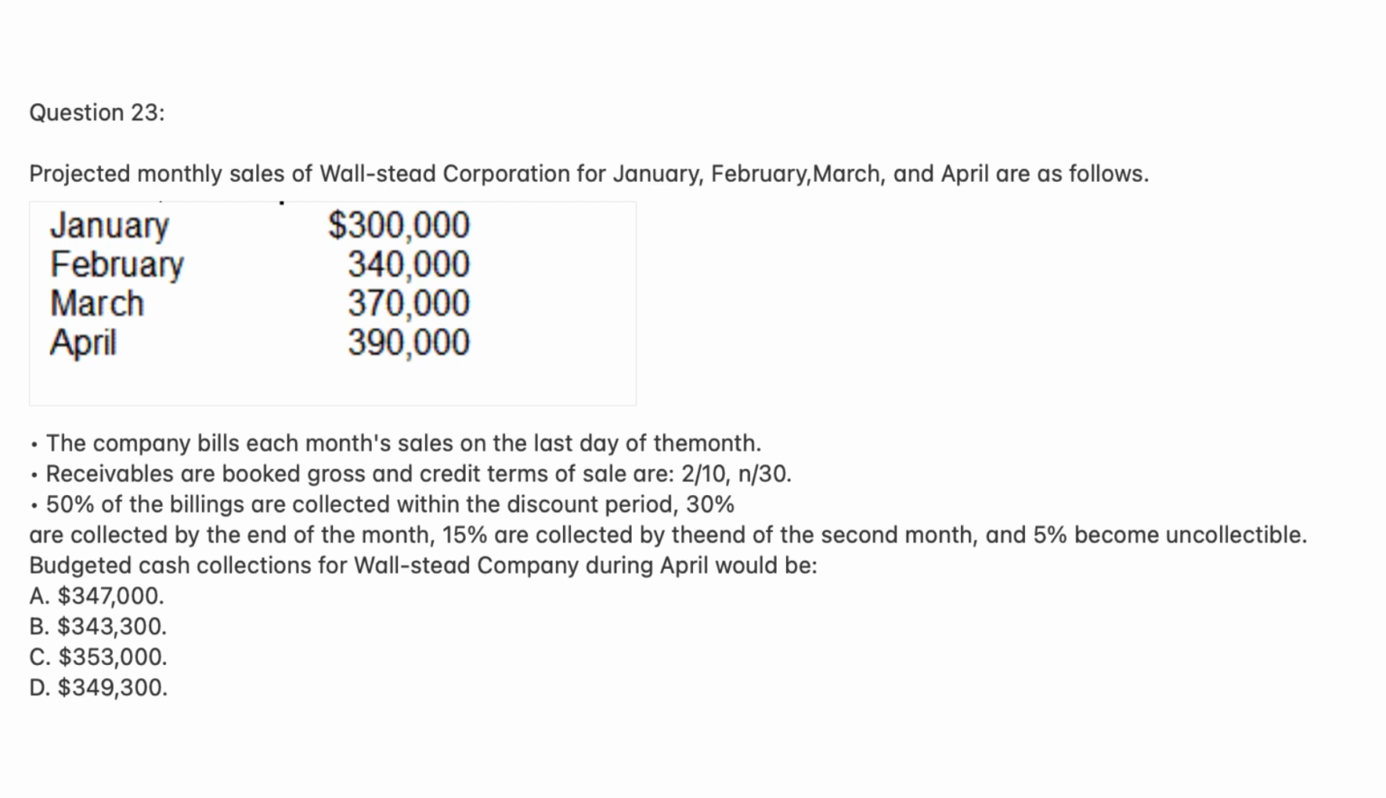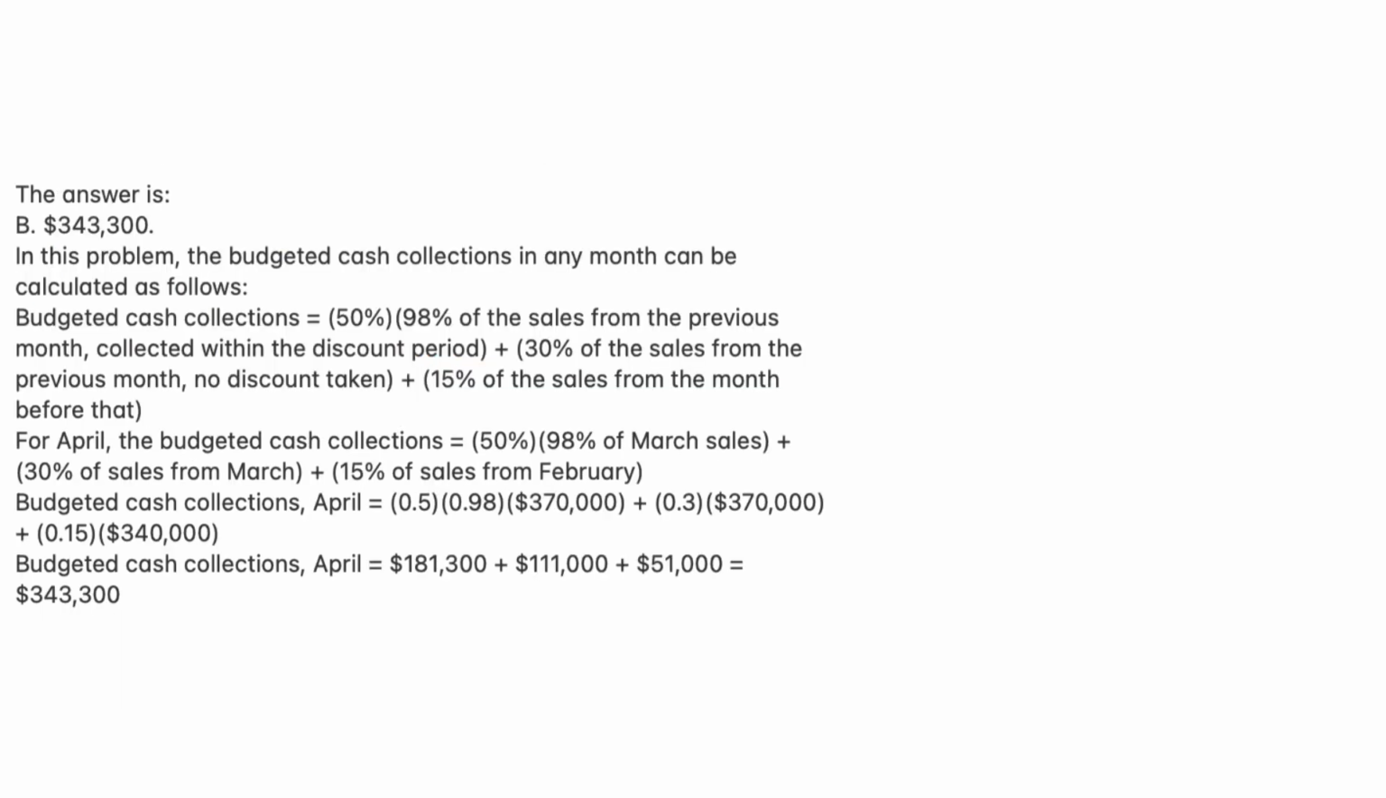Budgeted cash collections for Wallstead Company during April would be A. $347,000, B. $343,300, C. $353,000, D. $349,300. The answer is B. $343,300. In this problem, the budgeted cash collections in any month can be calculated as follows.